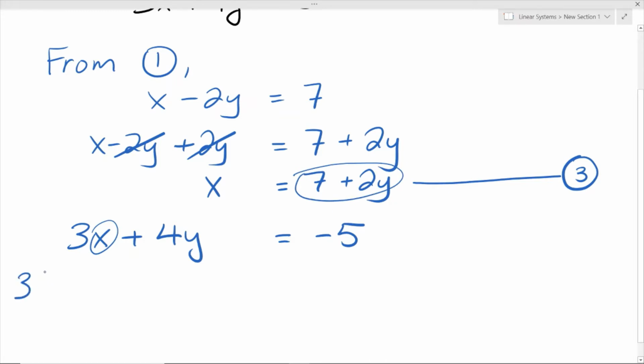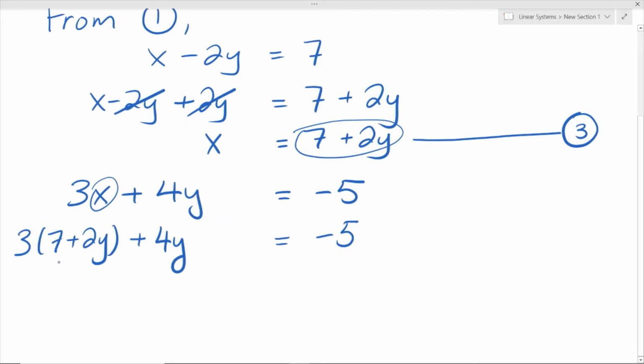So 3 times 7 plus 2y, and put brackets here because this is 3x, which is 3 times x. So it's 3 multiplied by this entire expression, because x is equal to this. So I plug that in, then plus 4y is equal to negative 5.